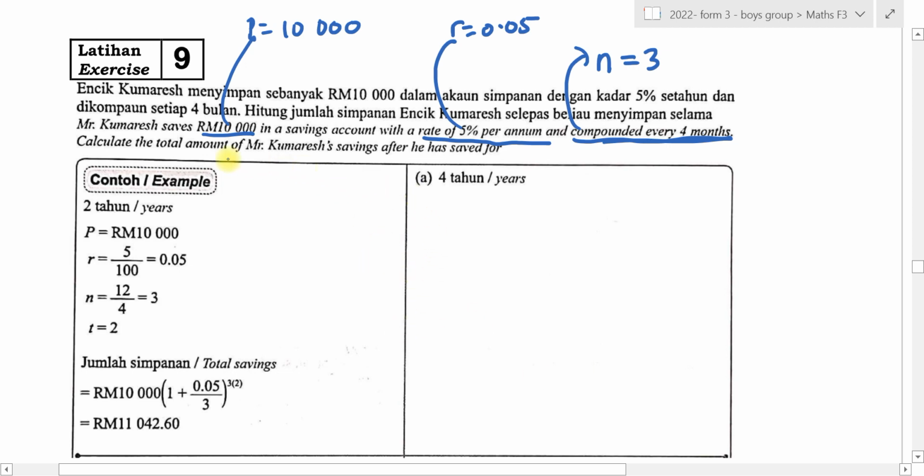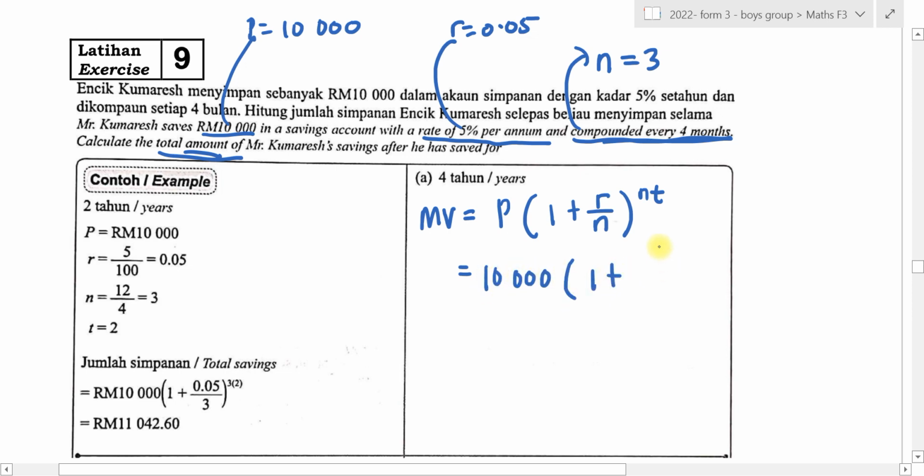Now let us calculate. They are asking to calculate the total amount, not the interest. Total amount means maturity value, MV. Maturity value is equal to, we write out the formula first to familiarize ourselves: P bracket 1 plus R over N bracket NT. You write it many times before it sinks into your mind. So your principal is 10,000, 1 plus your rate is 0.05, and then your N is 3 times. Compounded every 4 months means 3. After writing 3 here, it goes up as the power 3.